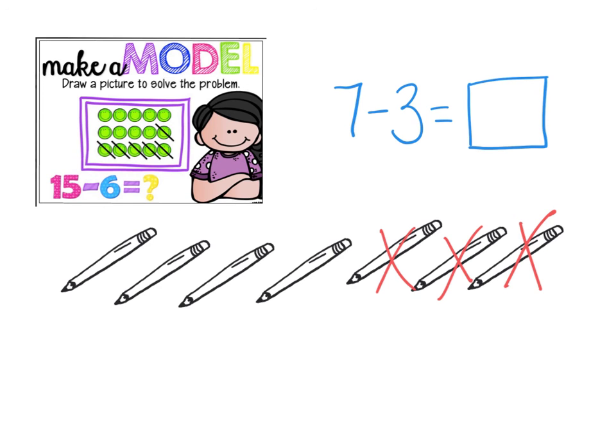And now I can just count how many pencils are left. And I've got 1, 2, 3, 4 pencils left. And that's how I can just draw a picture or make a model to solve my problem.